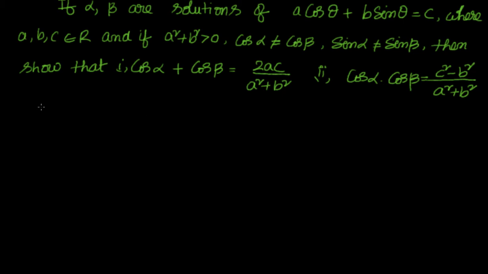First I will take that equation a cos theta plus b sin theta equal to c. Now I have to convert this equation into cos theta. So I will take a cos theta to the right side and leave b sin theta on the left side, so that when I square I will get sin square theta, which I can convert into cos square theta.